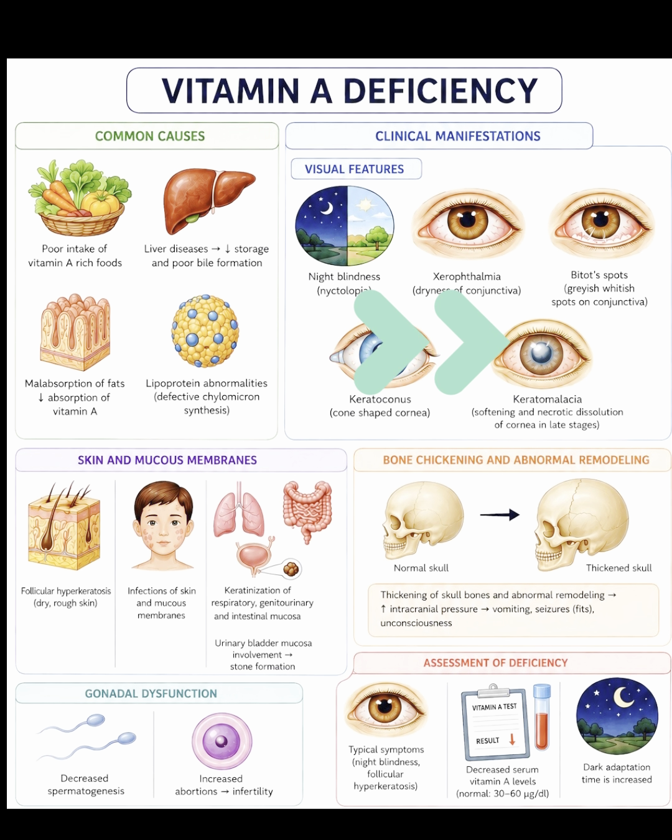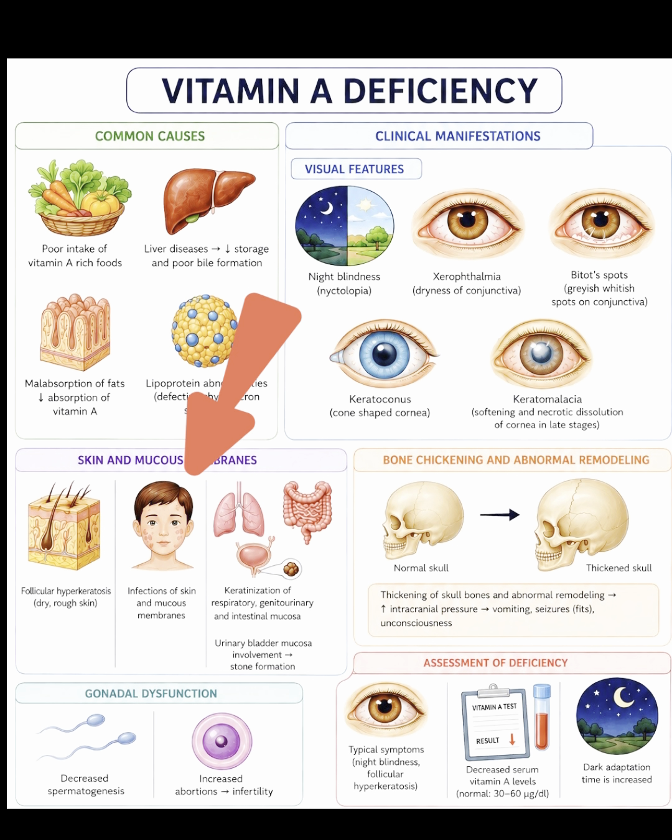Next is keratomalacia. If the condition progresses beyond xerophthalmia, there is ulceration and necrosis of the cornea, which results in total blindness. Keratomalacia is a major cause of blindness in developing countries and is usually associated with protein energy malnutrition.